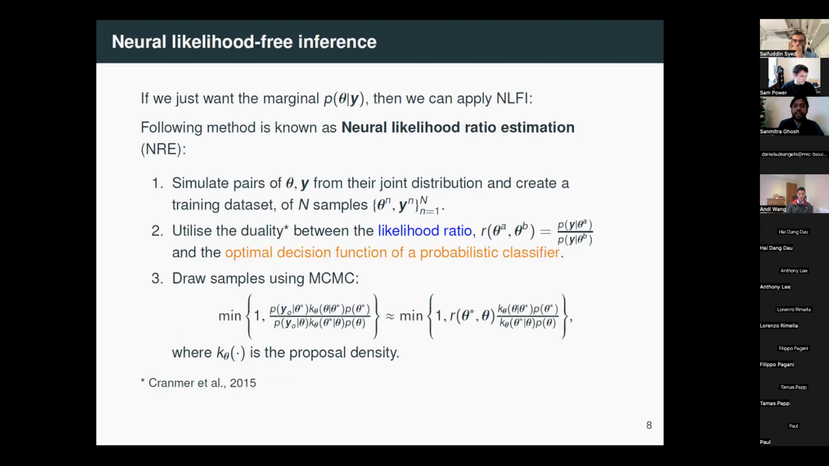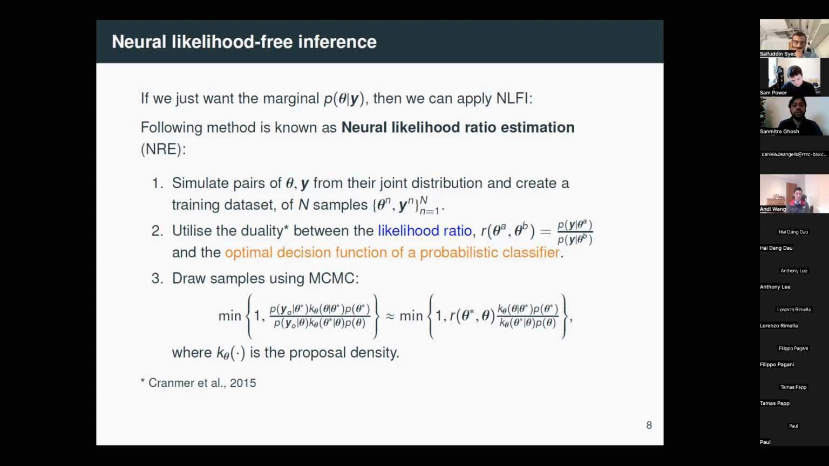There is one third technique. This is basically approximating the likelihood ratio, right? So the idea is, again, generate a training data set from samples from your prior and your model output, and then you train a classifier. There was some work where it was shown that if you train a probabilistic classifier to distinguish between a reference parameter and any other parameter value, then the optimal decision function of the probabilistic classifier gives you the likelihood ratio. I think Kyle Cranmer's work, which I've cited, first introduced this idea in 2015.